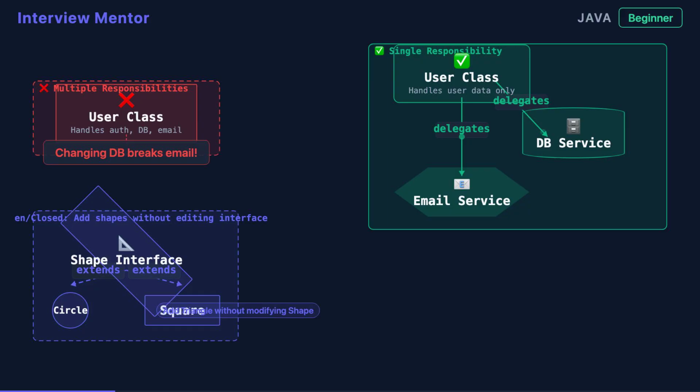Open/closed means your code is open for extension but closed for modification. You add new behavior by creating new classes, not by editing existing ones. This prevents cascading bugs when requirements evolve.